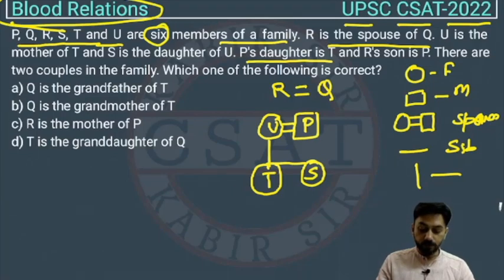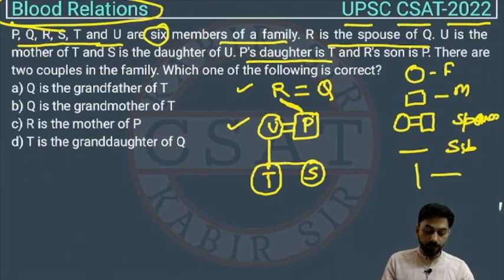Now R's son is P. Now P and R are related in this way, right? Because P is the son of R. So there are two couples, first and second in the family. Which one of the following is correct?